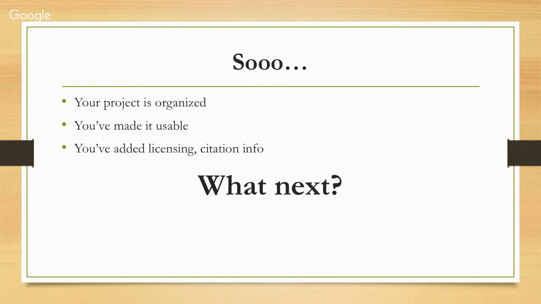So those are some of the basics of what you want in a project. If your project is organized, you've taken some steps to make it usable and runnable in a variety of environments. You've licensed it and added some citation info. What's next? I want to argue that there are two really critical components that you're going to want to have as part of any research software project.